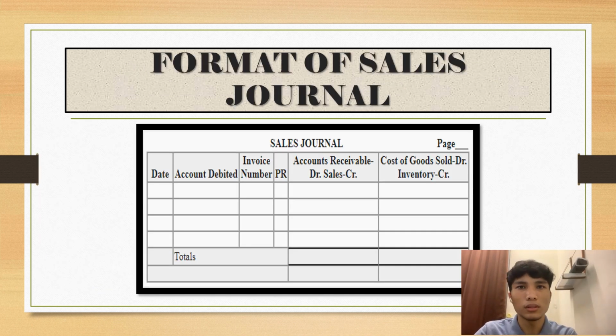Format of the sales journal. The format of the sales journal is date, account debited, invoice number, PR which is posting reference, accounts receivable DR, sales revenue CR, cost of goods sold DR, which is a debit, and inventory CR. After that, we total the accounts receivable and cost of goods sold, and have a page number on the top right.